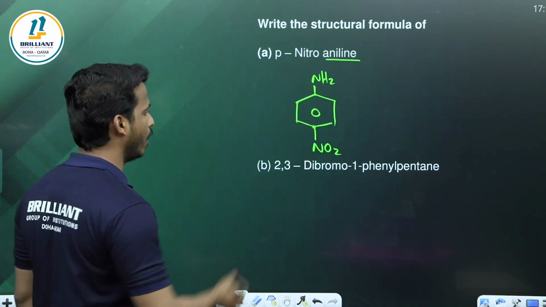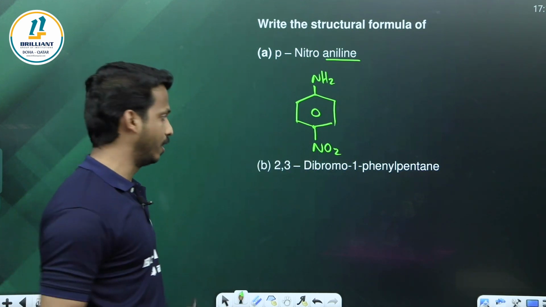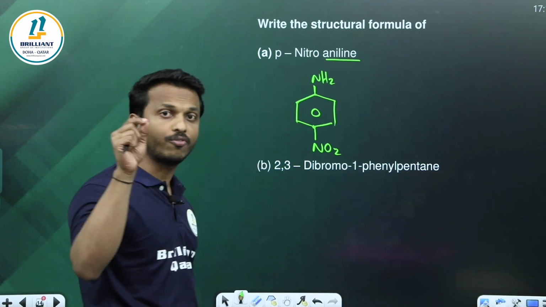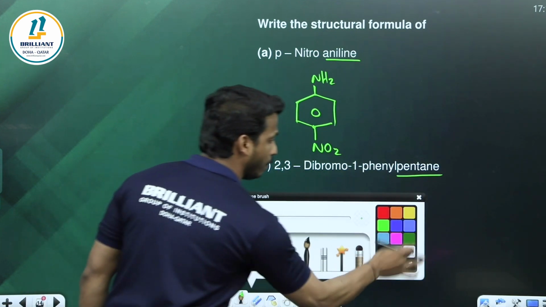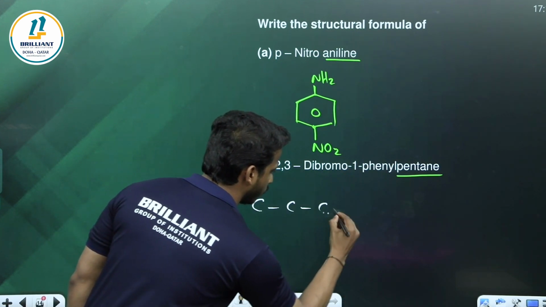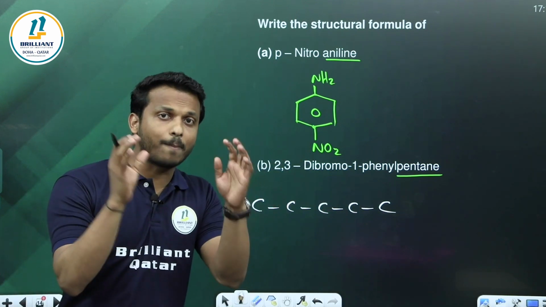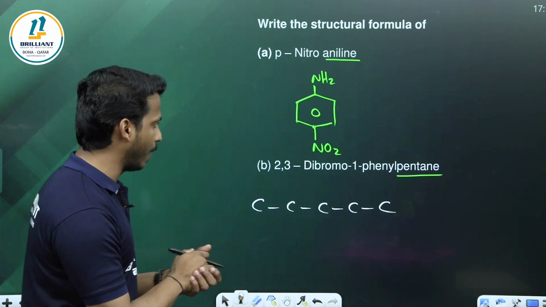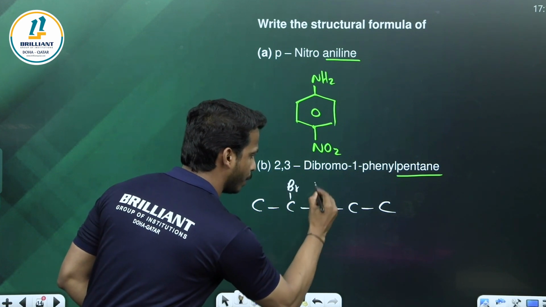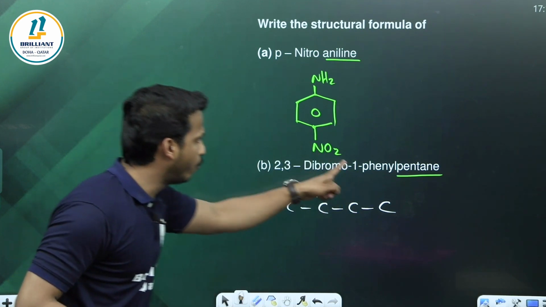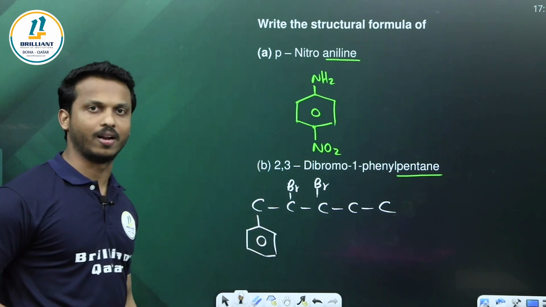This is called para nitro aniline. Clear all? Next one. 2,3-dibromo. What is the meaning? Second and third position bromine are there. One phenyl, first position phenyl ring is there on what? Pentane. What do you mean by pentane? Pentane means 5 carbon. 1, 2, 3, 4, 5. Immediately don't write CH3, CH2, etc. Okay. Make the parent chain first. 5 carbons we place. Second and third position 2 bromine. Okay, perfect. First position phenyl. First position what? There is a phenyl ring, you know, benzene ring, phenyl ring.